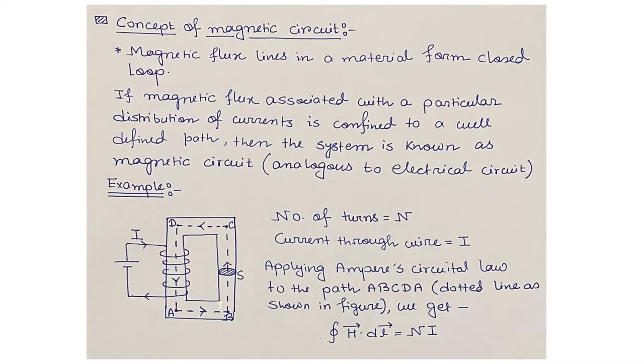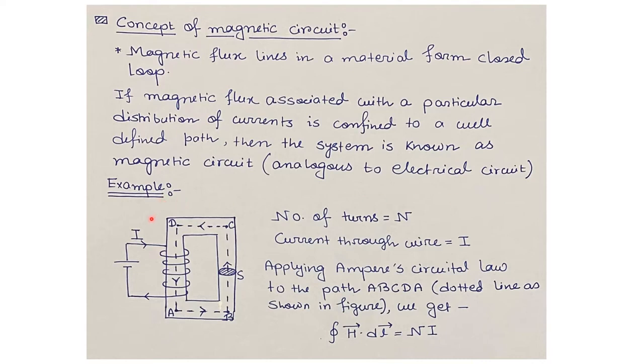According to the question, we have to deal with a magnetic circuit, which is basically analogous to an electrical circuit. First, we will study briefly about the concept of magnetic circuit. We know magnetic flux lines in a material form closed loops. If magnetic flux associated with a particular distribution of currents is confined to a well-defined path, then the system is known as a magnetic circuit, which is analogous to an electrical circuit. Let us see an example now.